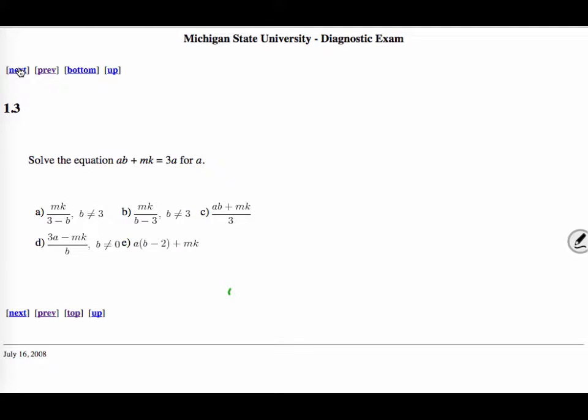So the next thing we're asked to do is we have this equation A times B plus M times K is equal to 3A, and we're asked to solve for A. In other words, I want to get A by itself and all the other stuff on the other side. So I have two terms that have A. I have this term here and this term here.